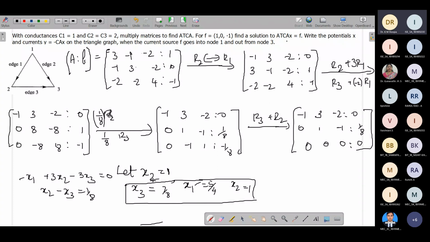Now this is the part of the function. So find the solution to A transpose CAx is equal to f. For this part of the solution, we have found these. So these are the potentials at the nodes. x1 is 5 by 4, x2 is 1, and x3 is 7 by 8. Now let us find the currents, the flow of current in these edges. For that we apply Ohm's law.